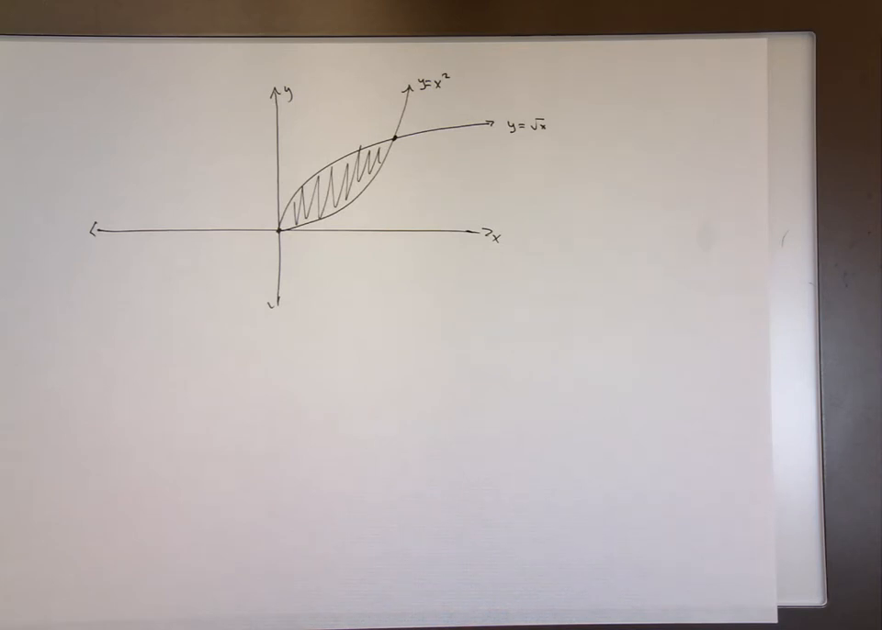So would you just set x squared equal to the square root of x to find your intersection? Sure, absolutely.